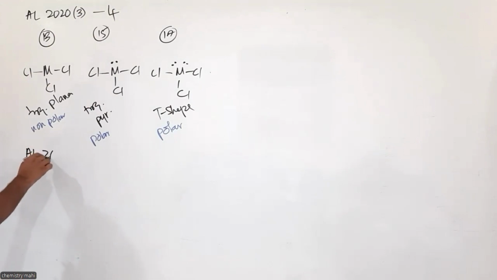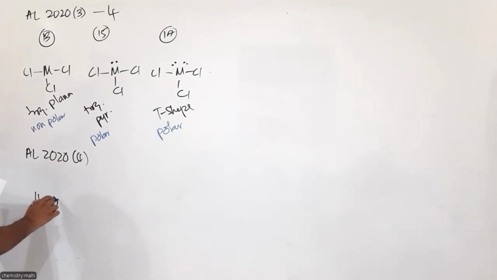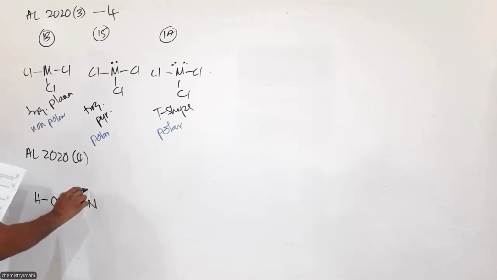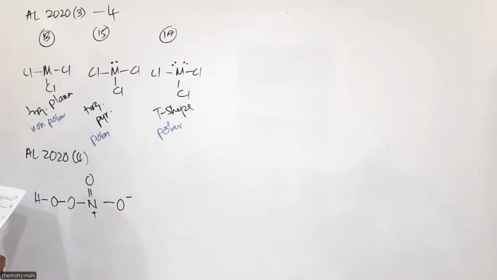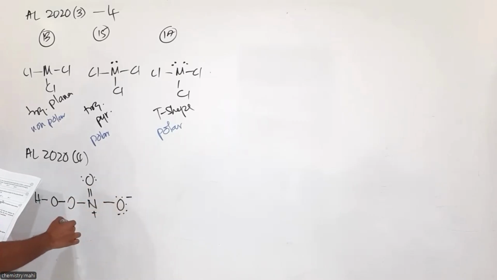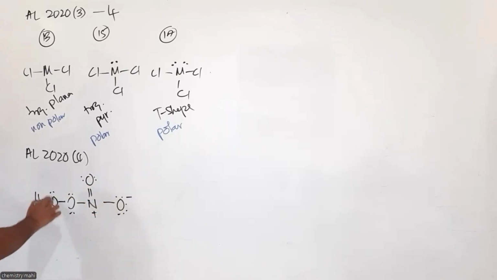Next, A-level 2020 MCQ number 4. It's about the resonance structures. You are given a structure HOO with a double bond to O minus plus. This is a dative covalent bond. These are the lone pairs available, and this has 2 pairs and this again has 2 pairs. This is how we get the structure.